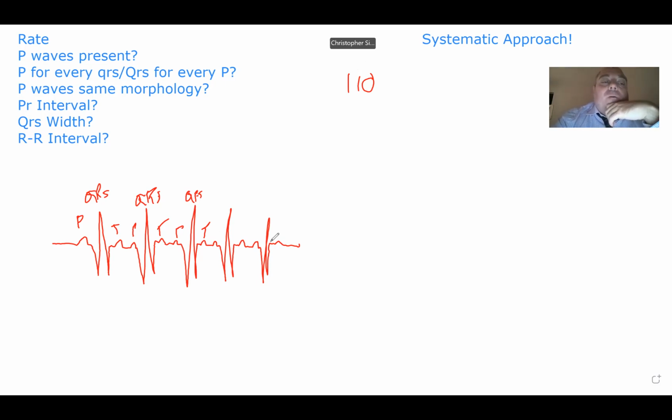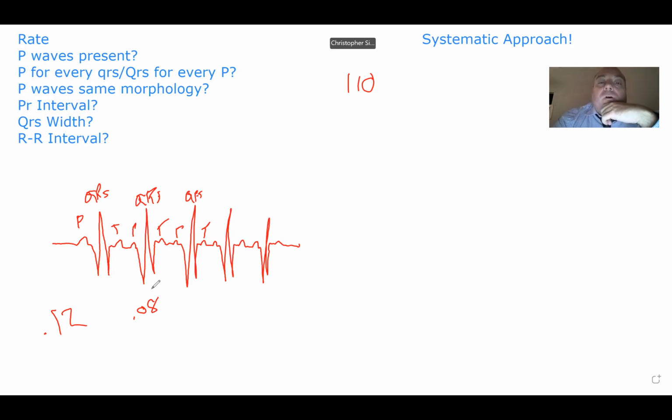Okay. So let's look at our PR interval. Let's just pretend here for the sake of argument that our PR interval is 3 small boxes. So if your PR interval is 3 small boxes, your PR interval is 0.12 seconds. Why? Because each small box is 0.04. So 0.04, 0.04, 0.04 is 0.12. So our QRS width, let's just say, for sake of argument, is 2 small boxes, and that gives us a QRS of 0.08.